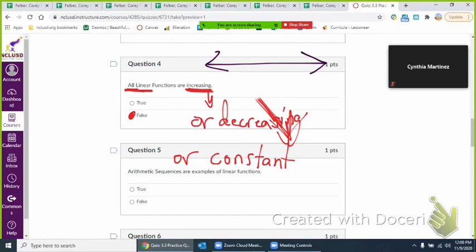Where it's not increasing or decreasing, but it's still linear. Okay, so that one should definitely be false.